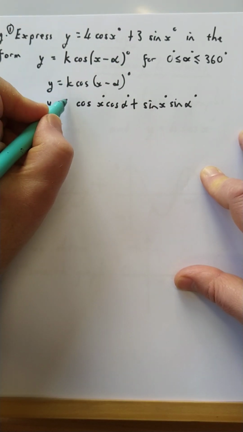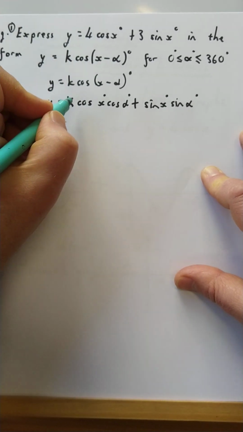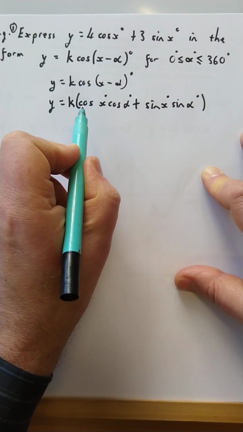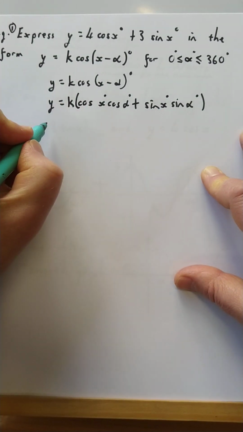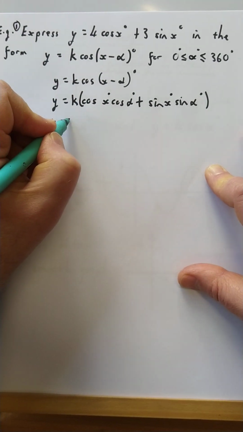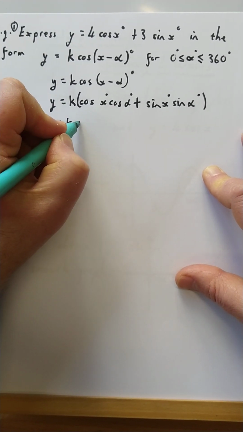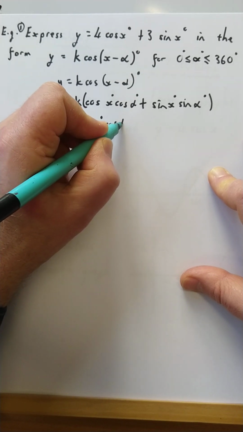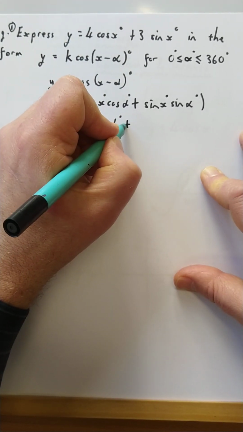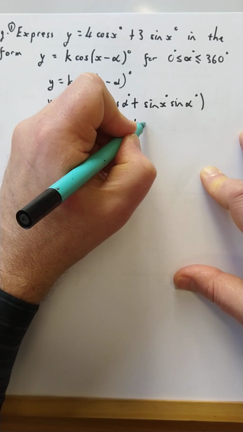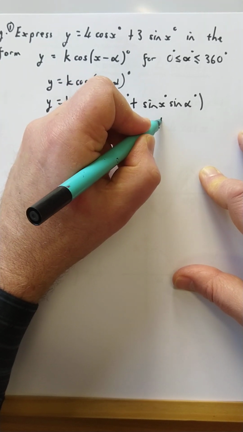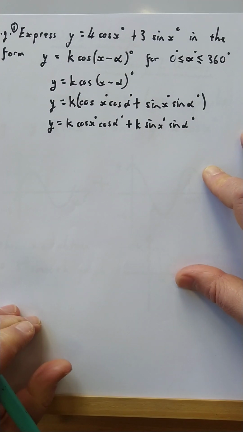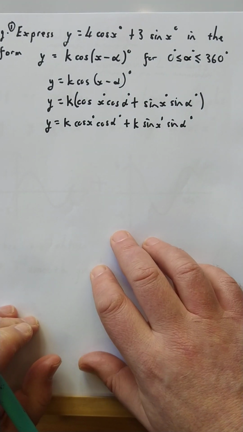The whole thing is being multiplied by the k, so I'm going to bracket it because the k is multiplying all of this and so is therefore multiplying both terms here. In other words, if I break these brackets, k cos x cos alpha plus k, don't forget the k in the second term, sine x sine alpha degrees. That's step 1, and that's already scoring marks.